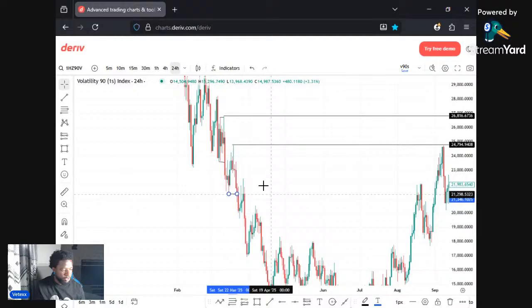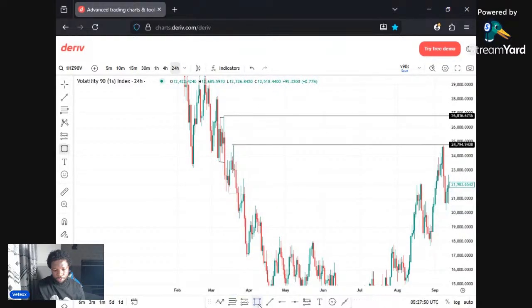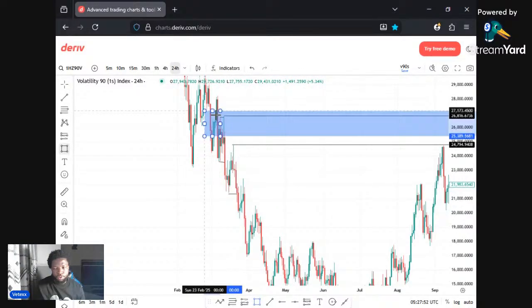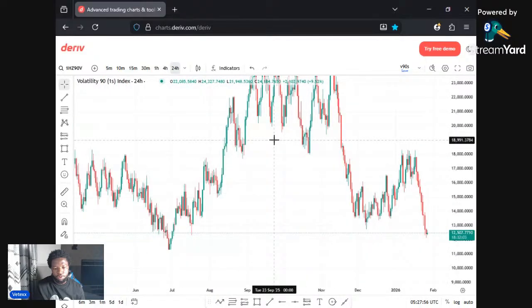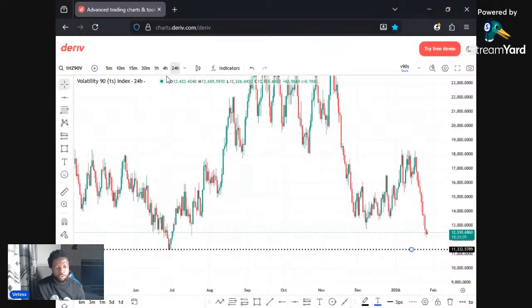If you're having any question, you can ask. The floor is open. And these are points of interest. So price tapping into this point of interest is continuing in the opposite direction. This is the finish point. So this is the 24-hour move.